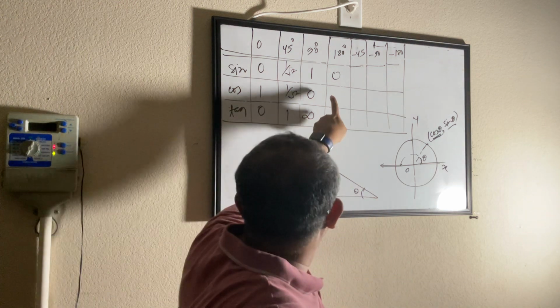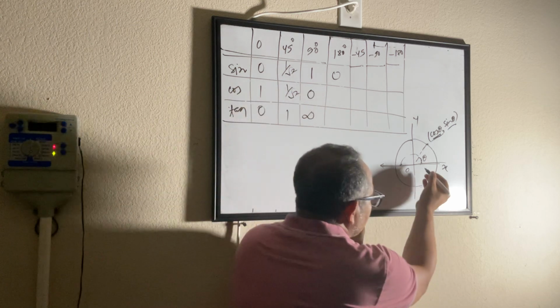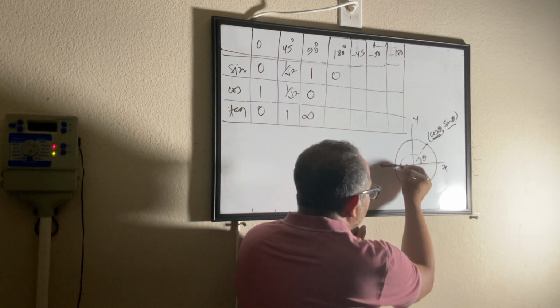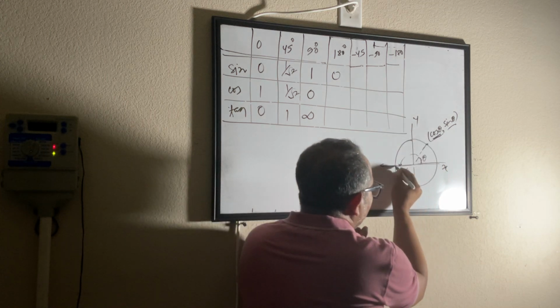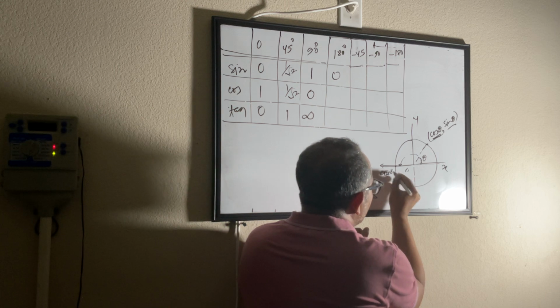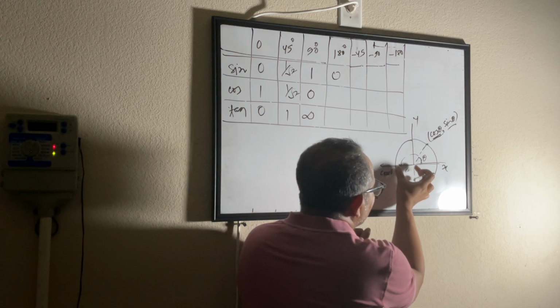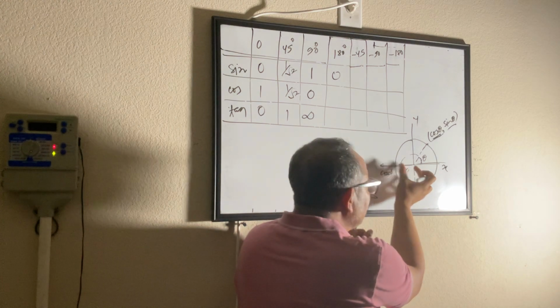Now, what will be the value of cos 180 degree? Look at this unit circle, 180 degree. When you come to this point, the x coordinate is cos 180 degree. And what is the value of the x coordinate? This is 1, which is the radius of the unit circle, but in the negative direction.